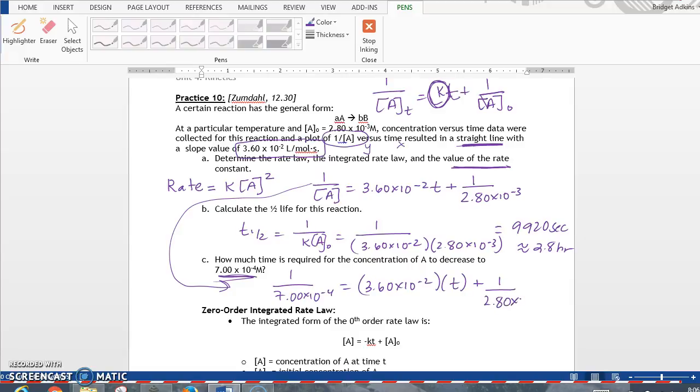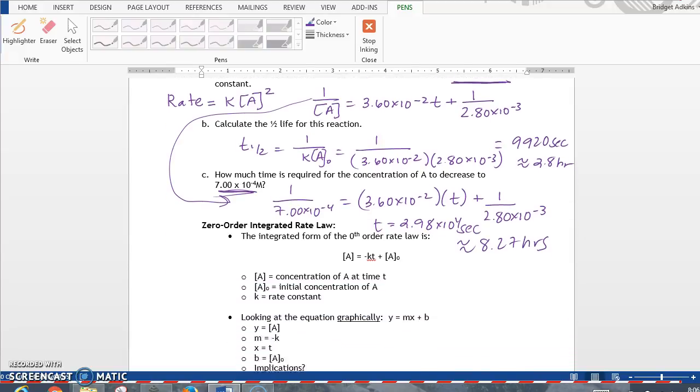So 2.8 times 10 to the negative third. This is what I was saying would be easier to go ahead and solve since we're actually having to use it now. And again, remember, this is also the inverse. So get a number, bring this over, and then divide by that k to solve for t. And we get 2.98 times 10 to the 4th seconds, or about 8.27 hours. All right, so that's our second order kinetics.